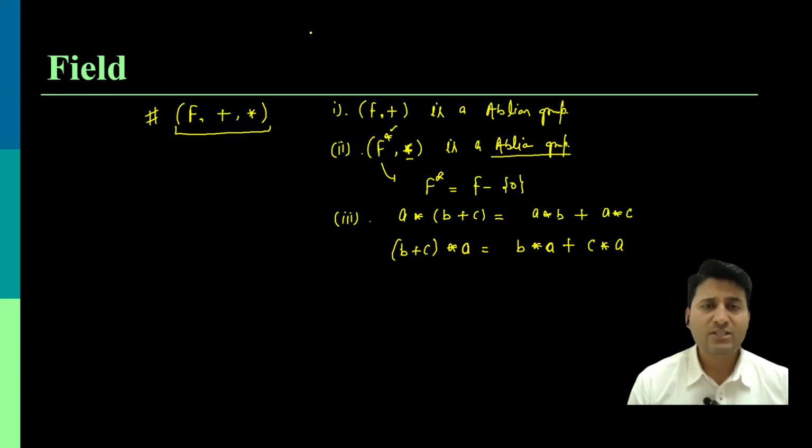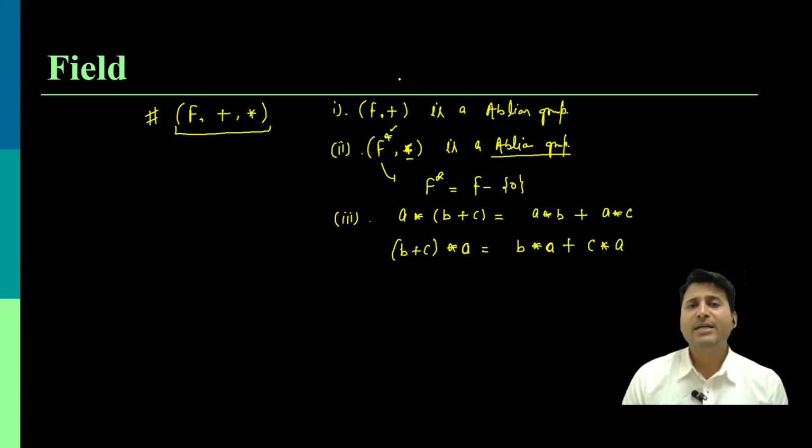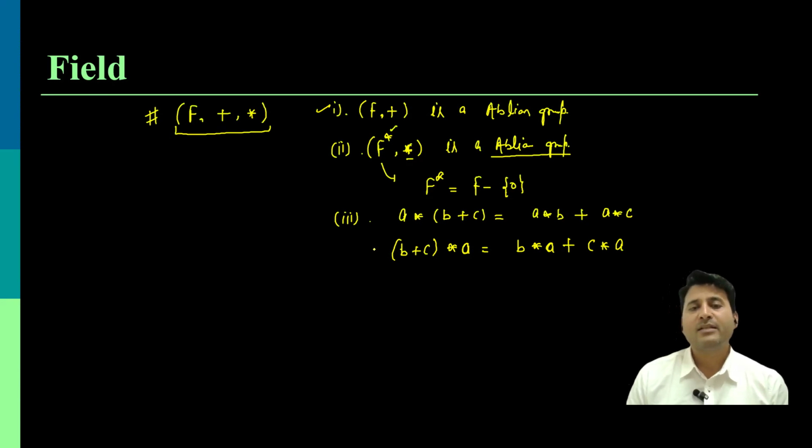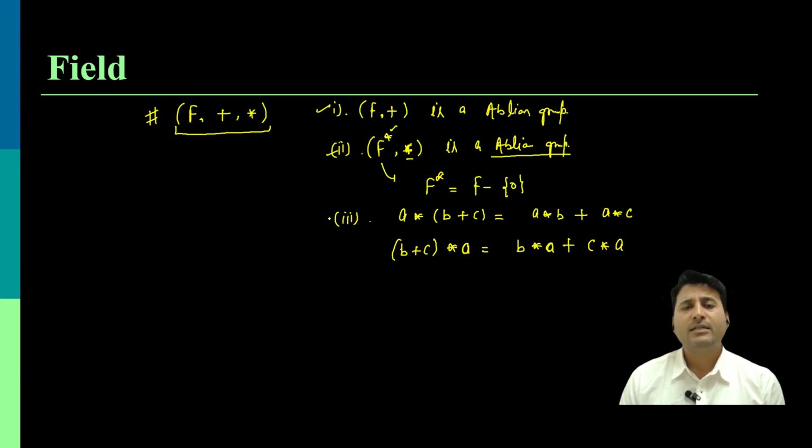So a structure is called a field if with respect to the first operation it is an abelian group, and with respect to the second operation it is an abelian group, but not on the original F, on F star. What is F star? F minus 0. What is 0 over here? Consider it as the identity with respect to the first operation, not solely as 0. Then the third one is that the distributive law should hold for the second operation over the first operation.